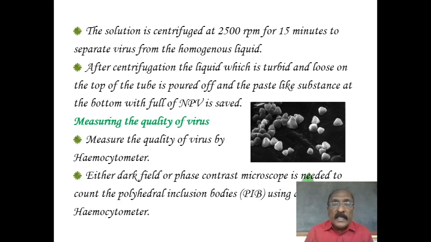The solution is centrifuged at 2500 rpm for 15 minutes to separate the virus from the homogeneous liquid. After centrifugation, the liquid, which is turbid and loose on the top of the tube, is poured off, and the paste-like substance at the bottom, which is full of NPV, is saved.